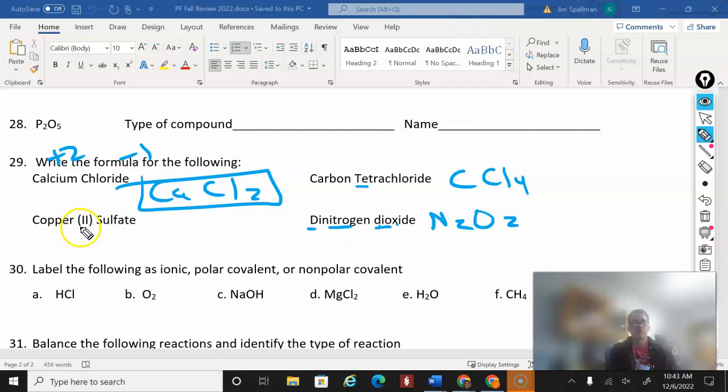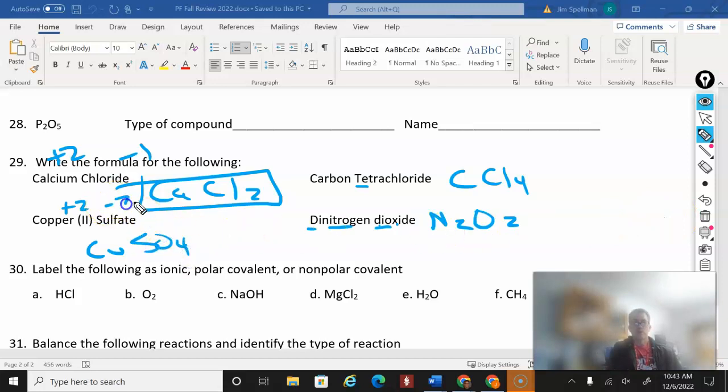And then copper 2 sulfate. Copper is a transition metal, so it's got a Roman numeral. That Roman numeral tells us the oxidation number, the charge, which is +2. So I would write copper. And then again, I need to find sulfate, which is not just an S. I need to look up sulfate on the back over here. So just double checking. Always good to double check. Sulfate is SO4.